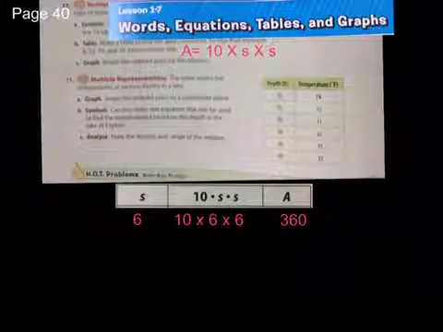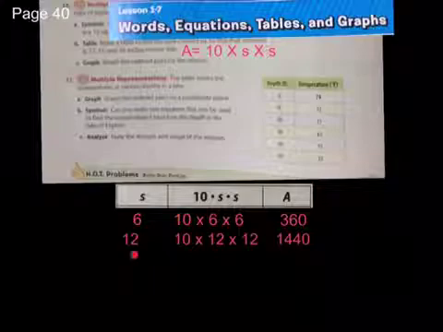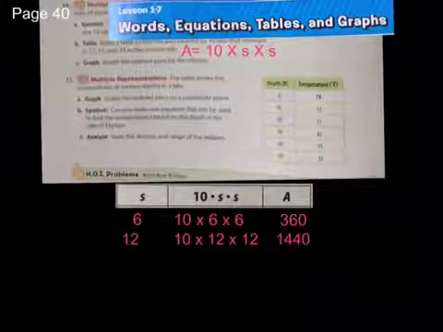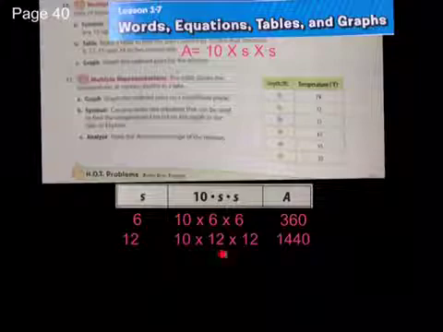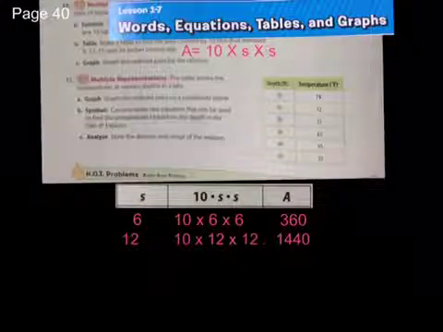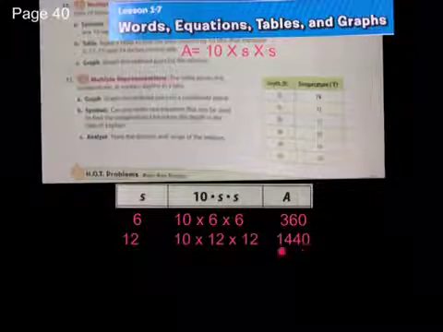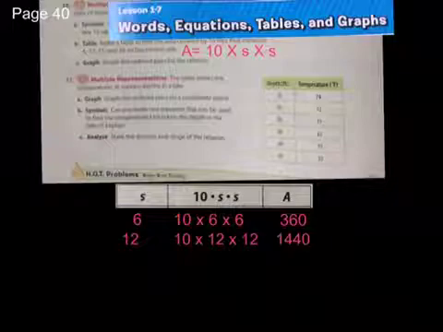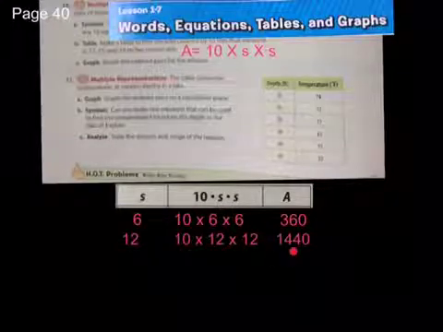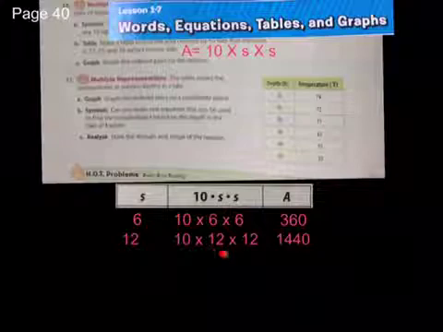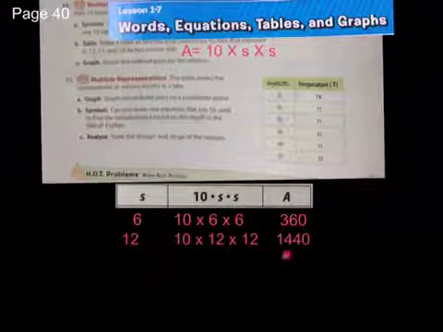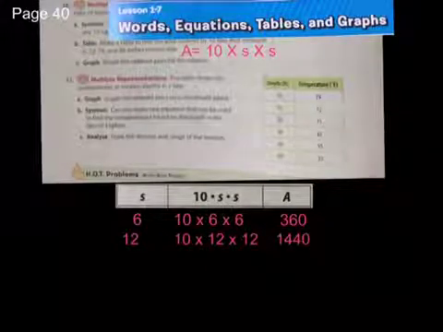Let's do the 12 inches. Okay, now we have the sides for 12, and we have our 10 tiles times length times width equals 1,440. The way I did this was I multiplied 12 times 12, and I got 144, and then I multiplied that times 10 to add the 0. And that's how I was able to multiply that a little bit faster.